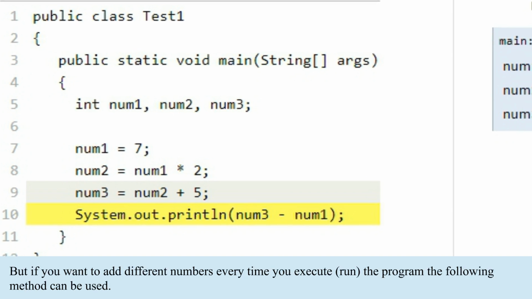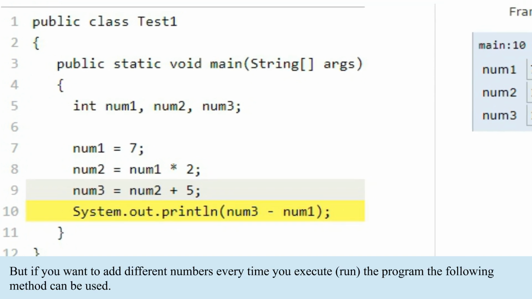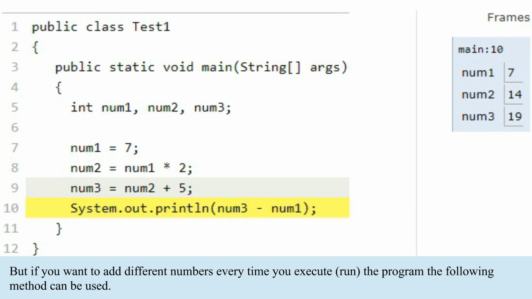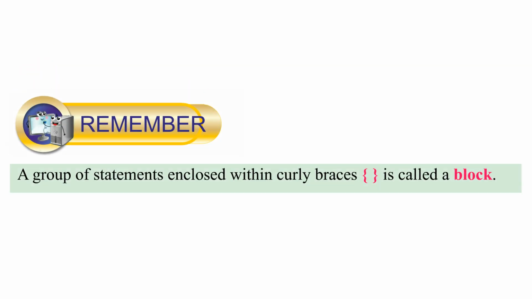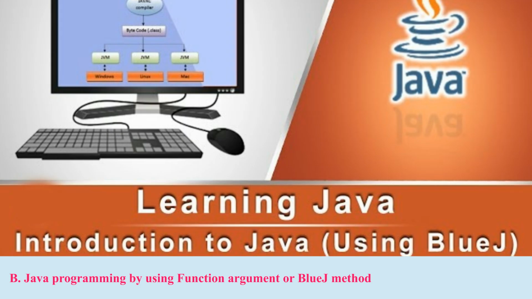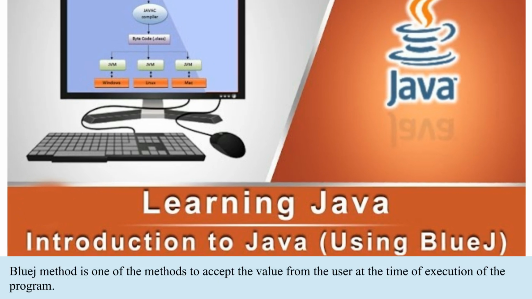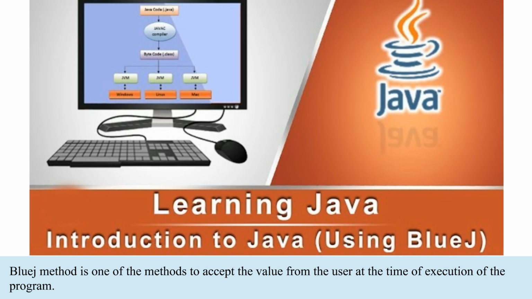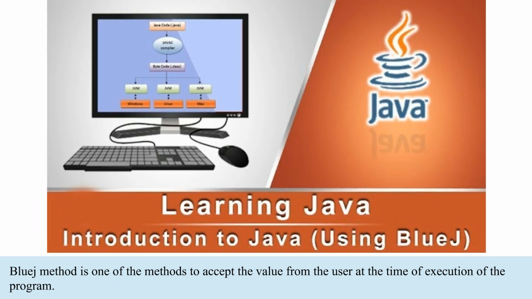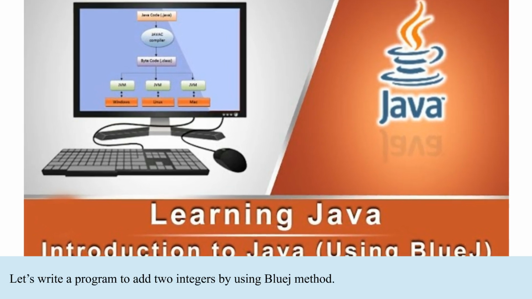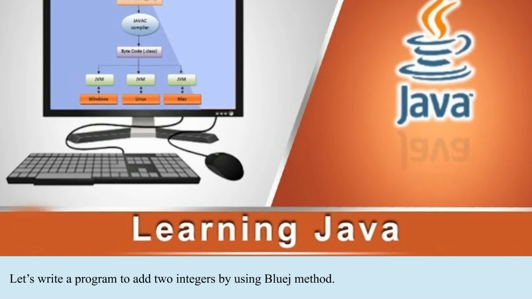But if you want to add different numbers every time you run the program, the following method can be used. Remember, a group of statements enclosed within curly braces is called a block. B. Java programming by using function argument or BlueJ method. BlueJ method is one of the methods to accept the value from the user at the time of execution of the program. Let's write a program to add two integers by using BlueJ method.